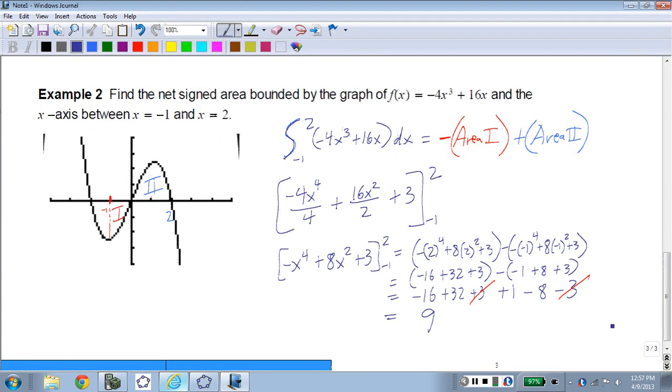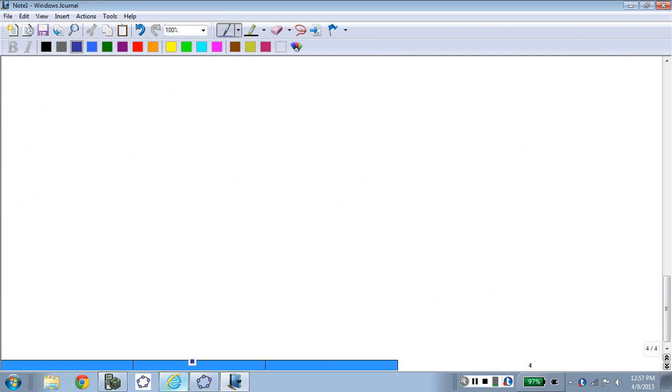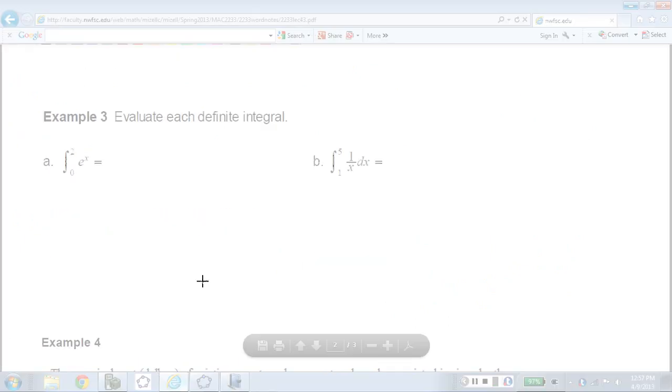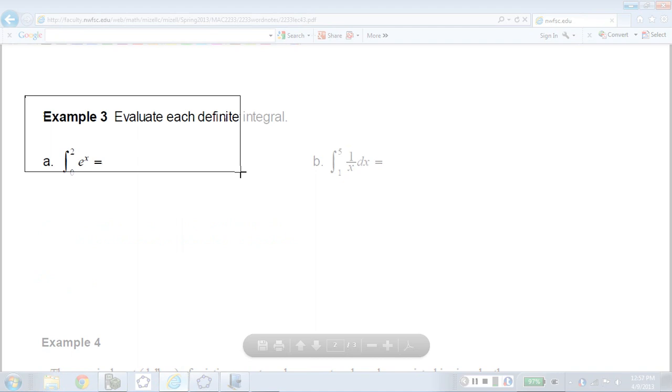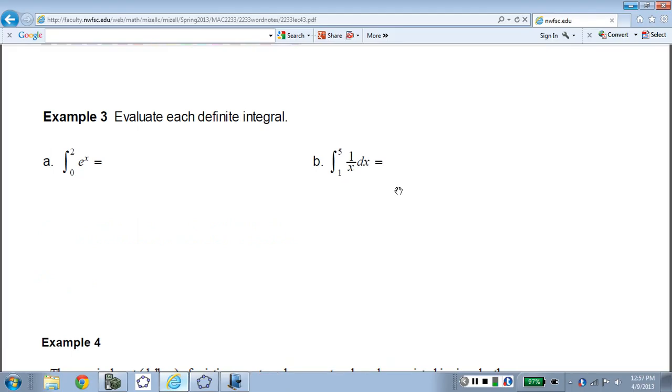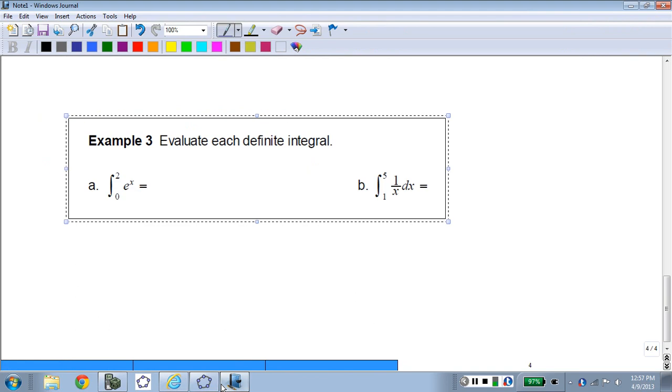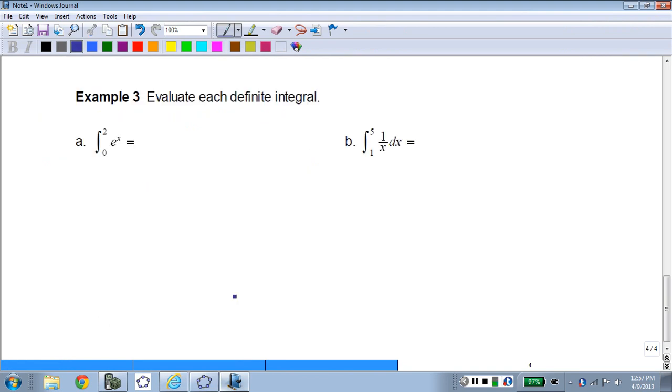All right. Both of these, I think, are going to be above the x-axis wherever we need them. We can compare with GeoGebra and see, but I think this is going to work out okay for us. The integral from 0 to 2 of e to the x is going to be, well, what's the antiderivative for e to the x?